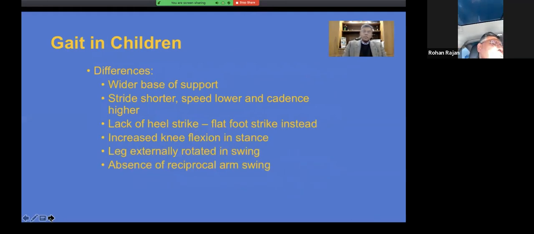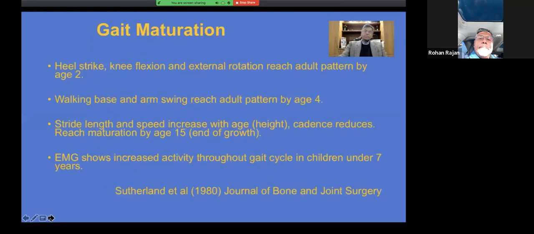There are differences between adults and children. In children, there is a wider base of support. The stride is shorter, the speed is lower, and cadence is higher. There's lack of heel strike because they tend to have a flat foot strike instead. There's increased knee flexion in stance, and the leg tends to be externally rotated in swing. In addition, there's absence of reciprocal arm swing.